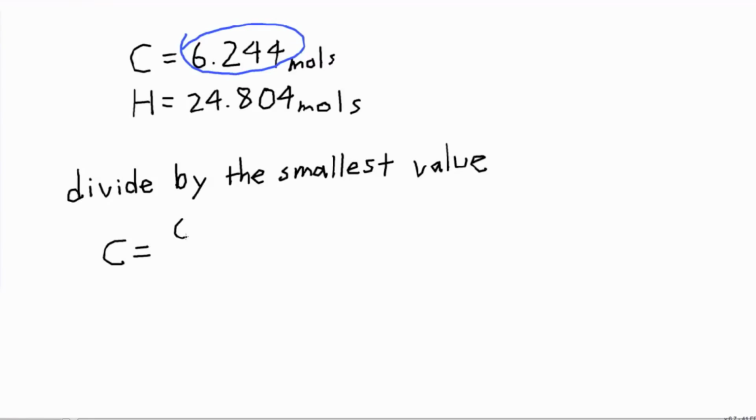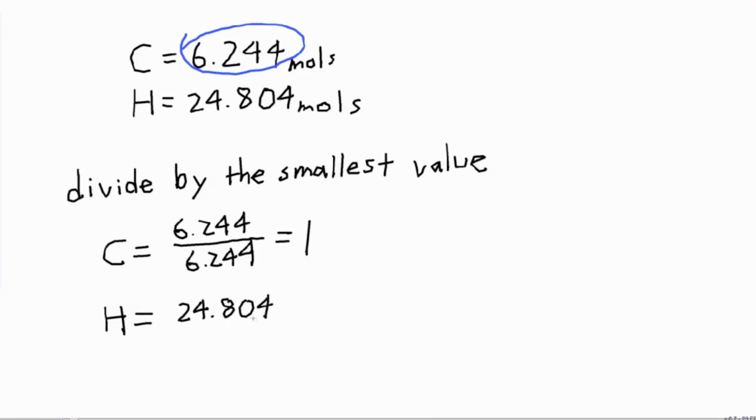So now we're going to set carbon equal to 1 by basically taking its value and dividing by the smallest value, which is itself. And so anything divided by itself is 1. And for hydrogen, we're going to do 24.804 divided by the smallest value, which is, again, 6.244. And that's going to be equal to, if you do that in your calculator, 3.972. And that's approximately equal to 4. And so now we have one carbon and we have 4 hydrogens.